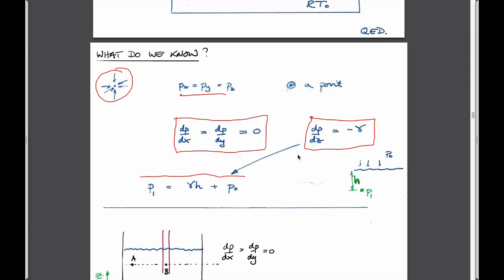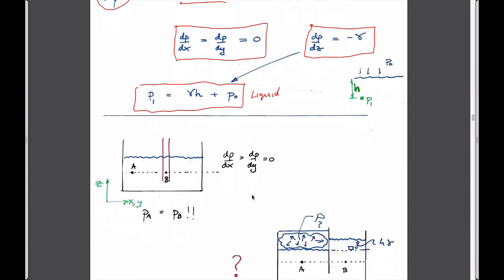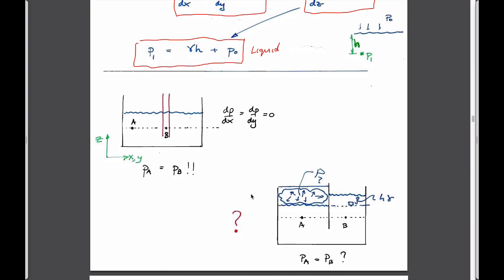This is always true everywhere at a point, and this is always true in a liquid. So I'm just repeating myself again. You know how to do things. And so I'm not sure this bottom picture is particularly relevant. Certainly pressures A and B have to be the same. Certainly pressures A and B here have to be the same as well.